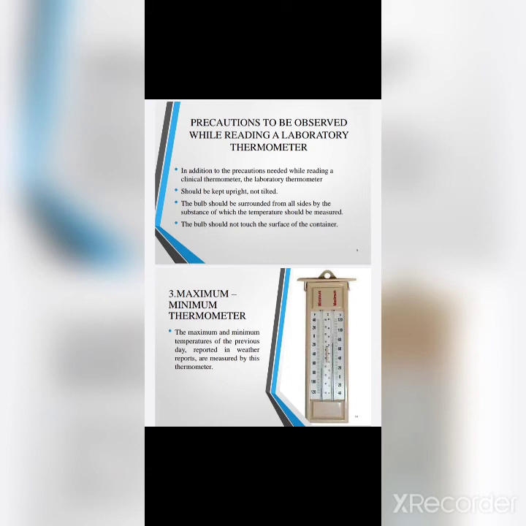The next type of thermometer is the maximum minimum thermometer. The maximum and minimum temperatures of the previous day reported in weather reports are measured by this thermometer.